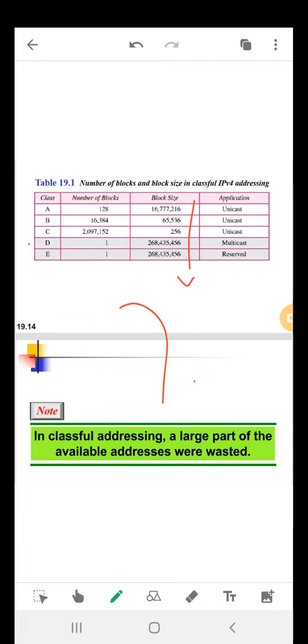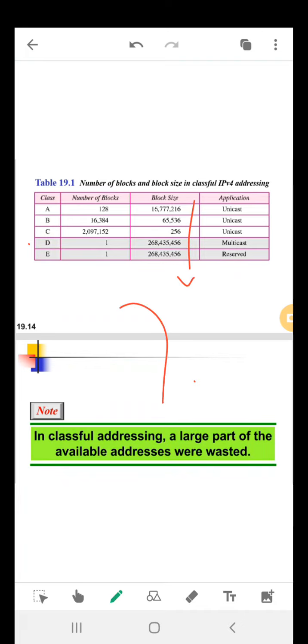Like for example, if the first IP address is 205.16.37.32, then the next IP address has to be 205.16.37.33. Then the next has to be .34, .35, .36, and so on. So this was the first restriction.